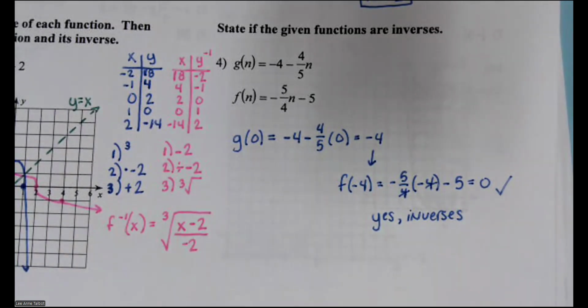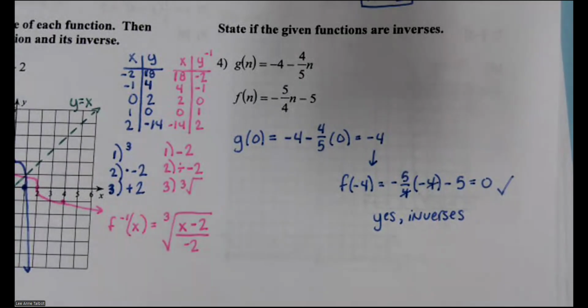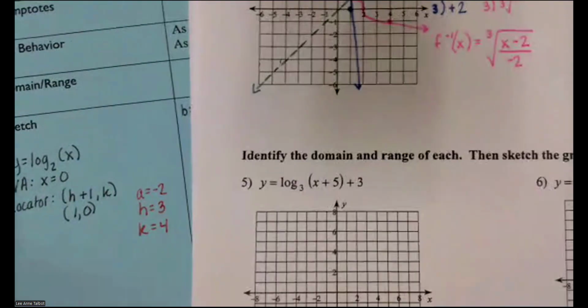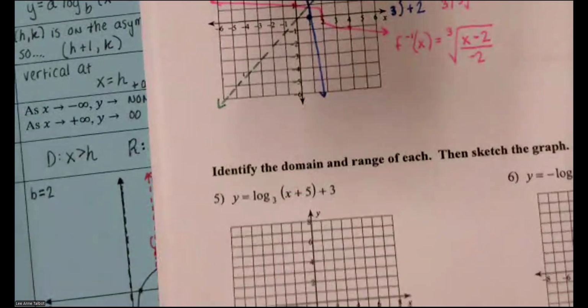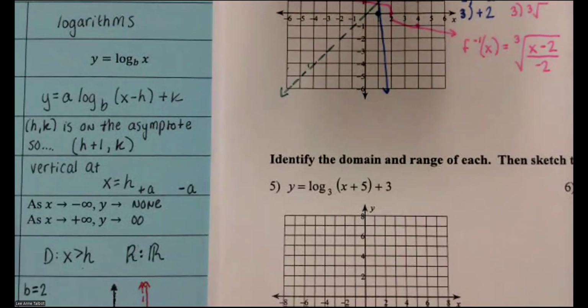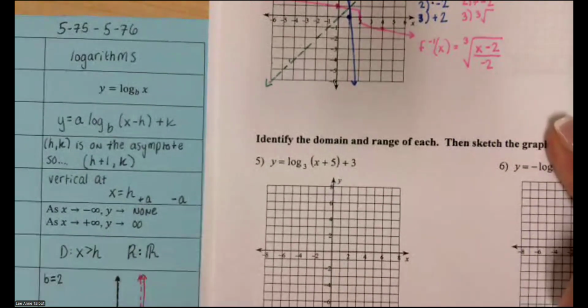Okay, number 5 and 6, I'm going to use my blue sheets for the logs. Scroll down there when you're ready. Identify the domain and range of each, then sketch the graph. Okay. We're going to do more than we need to.